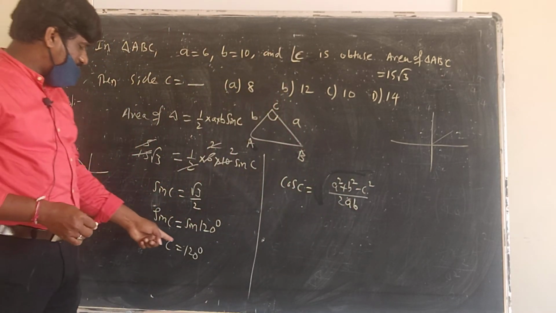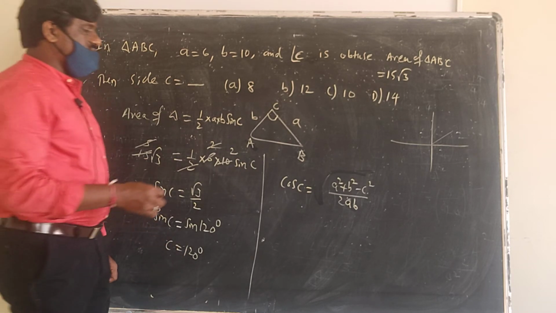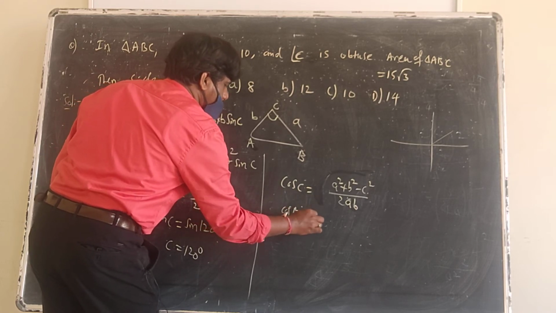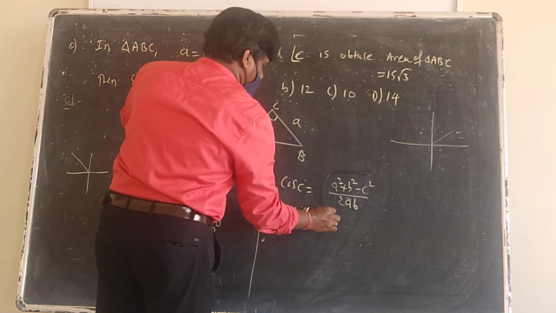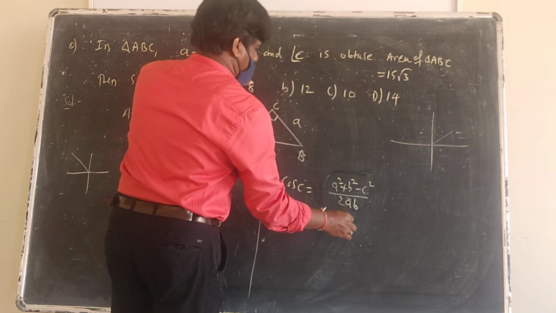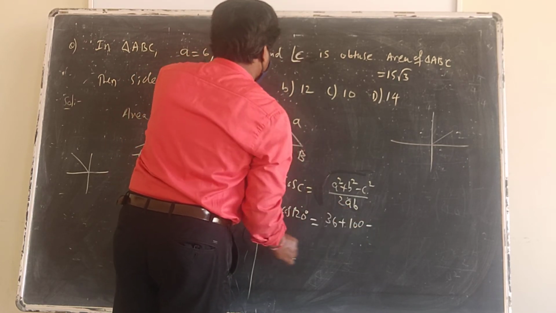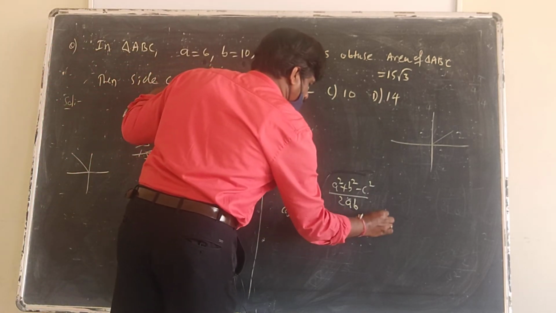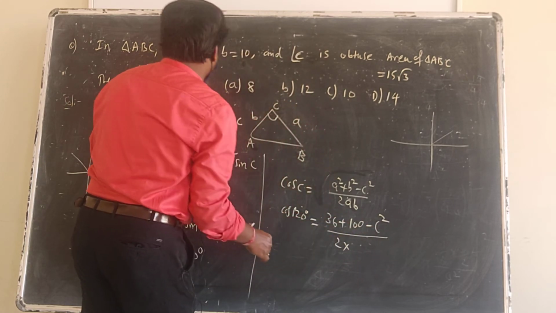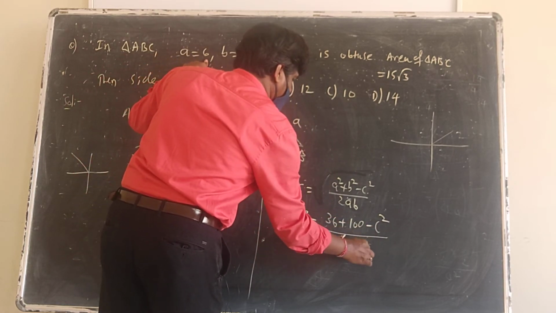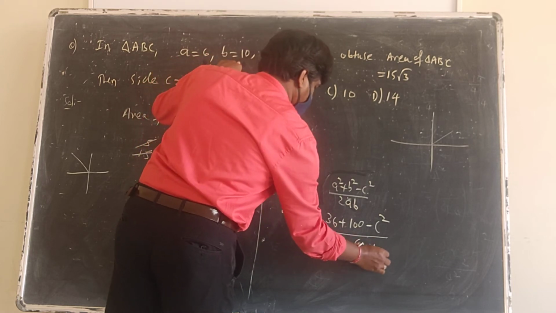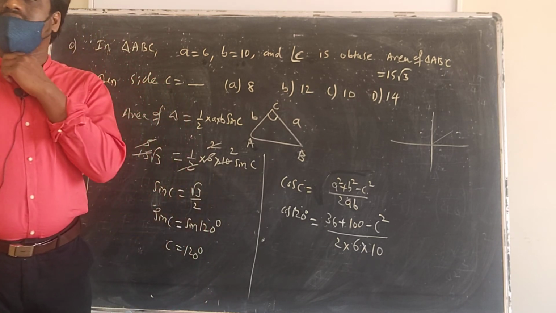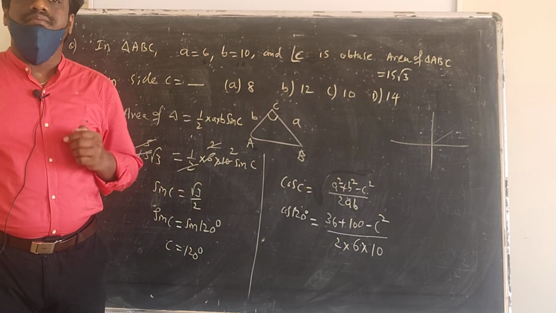So cos C is equal to cos 120 degrees. Cos 120 degrees is how much? Cos 120 degrees, that is minus half, is equal to A square, how much here? 36. B square, how much here? 100. Minus, see here, the length of the side C you have to find, so C you will keep as C only, upon 2 into A value 6, B value 10. So substitute here and find it. Cos 120 degrees means minus 1 by 2.